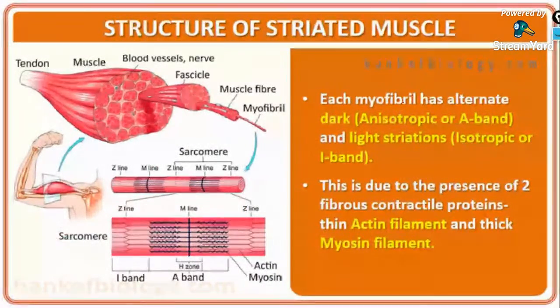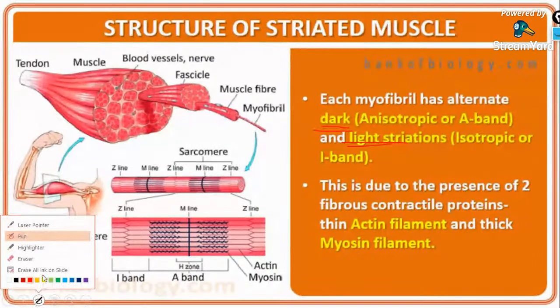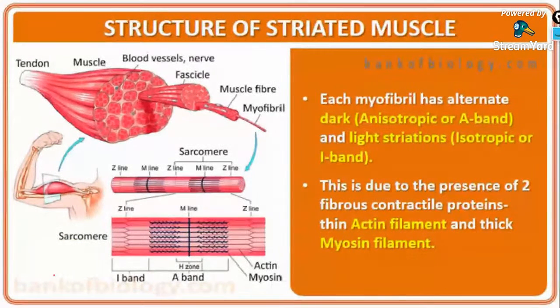Each myofibril has alternate dark band and light band. So what are myofibrils? The parallelly arranged filaments are called myofibrils. Each myofibril or myofilament has alternate dark and light striations, the dark band and the light band. The dark striations present in the skeletal muscle are otherwise known as anisotropic or A band.